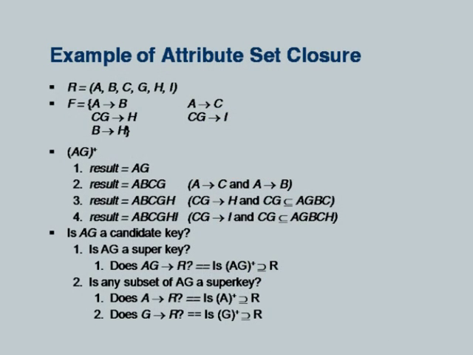How about G? Is G a super key? What is G plus? Well, G plus, I don't get anywhere. G plus includes G, and that's it. I can't infer anything more from that because none of the left hand sides are a subset of G. So that's it. G plus is not a super key. So what I have just done is shown that AG is a candidate key. It's not only a super key, it is a candidate key.